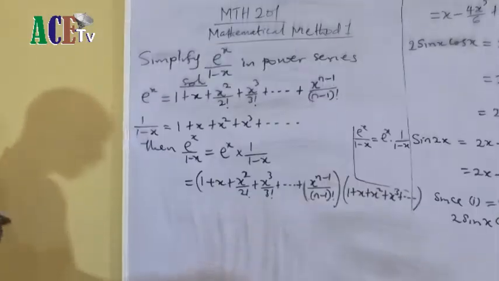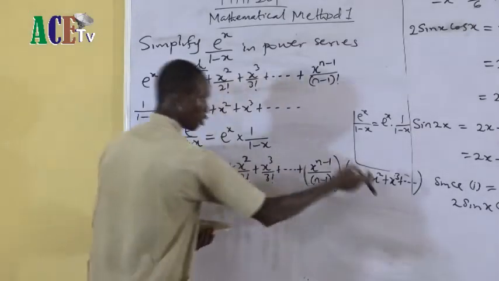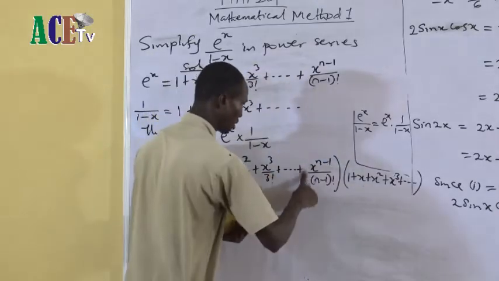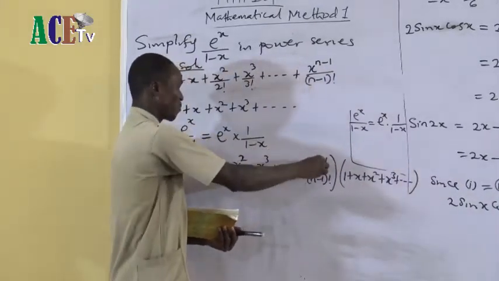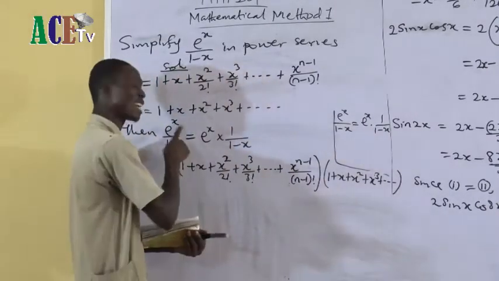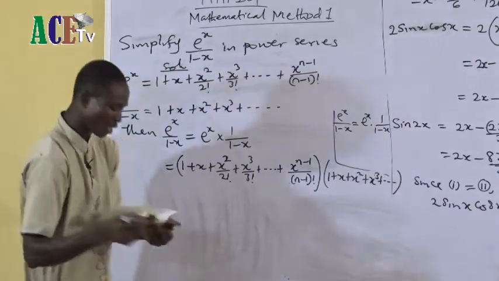So if you multiply that, just use this to multiply this. But forget about this last term. This is the nth term of the exponential expansion. I can overlook it, because this exponential is an infinitely differentiable function. That is why I did that.